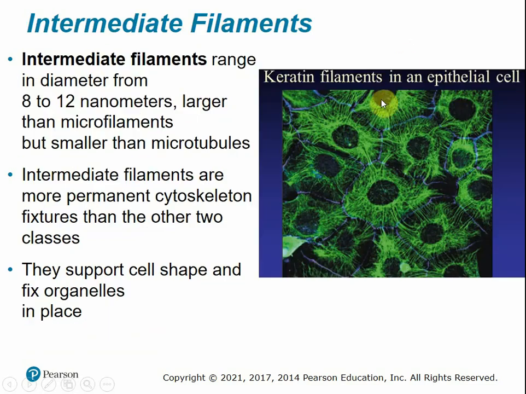Intermediate filaments are kind of intermediate in size, so they're larger than the microfilaments and smaller than the microtubules. But whereas microfilaments and microtubules had those secondary functions for motility or maybe help regulate cell division and flagella movement, intermediate filaments are basically just permanent cytoskeleton fixtures. Right? So they help support overall cell shape and fix the organelles in place.